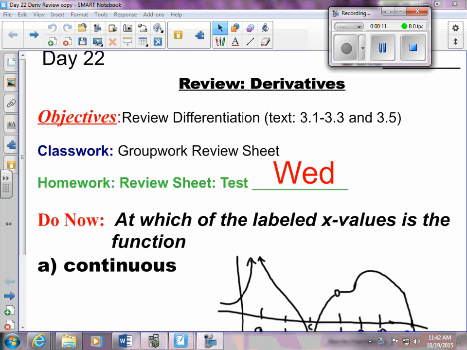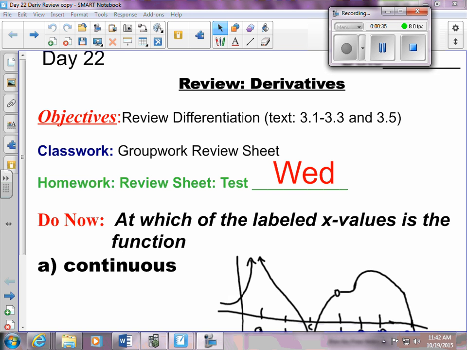How many people actually memorized the trig derivatives? Okay, because if you didn't do that, that should be your priority, because that will just get you for points over and over and over again. So make sure you know those trig derivatives. Okay, so extra help today and tomorrow if you need it. Test Wednesday. Got it? All right.